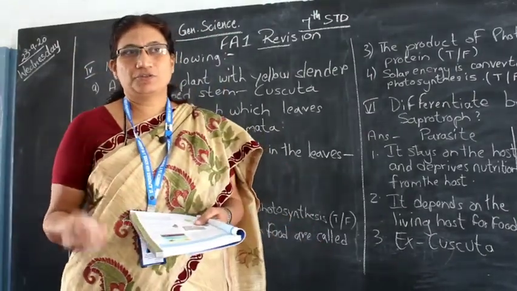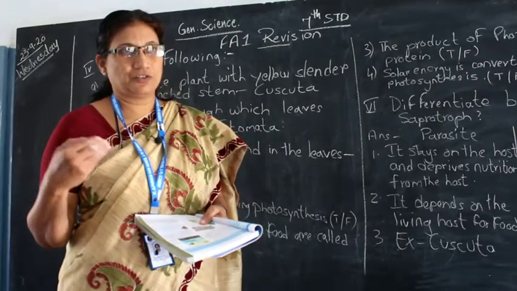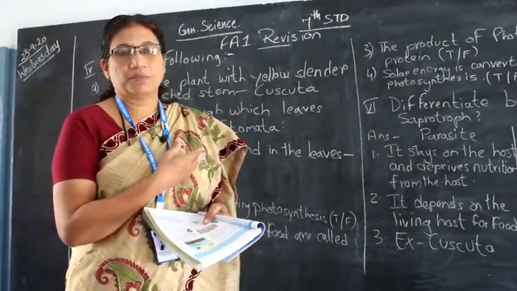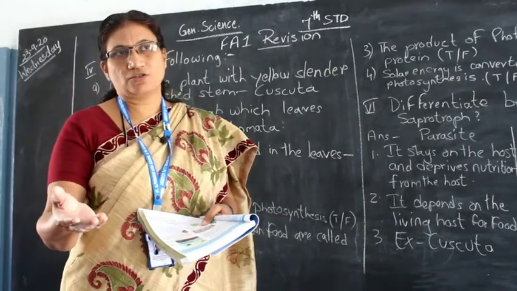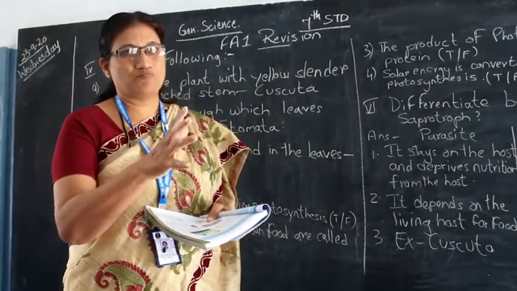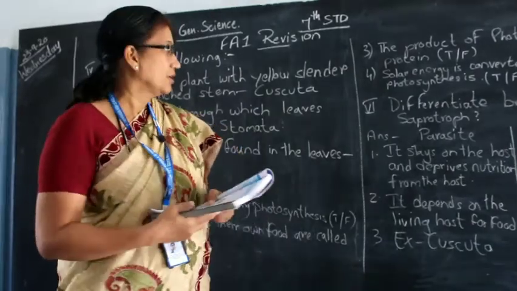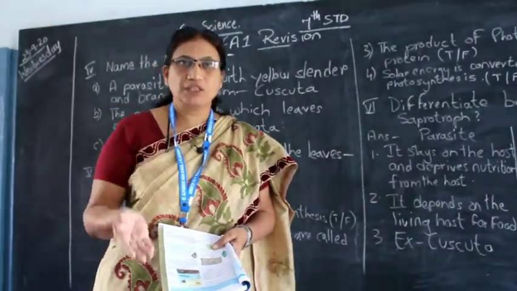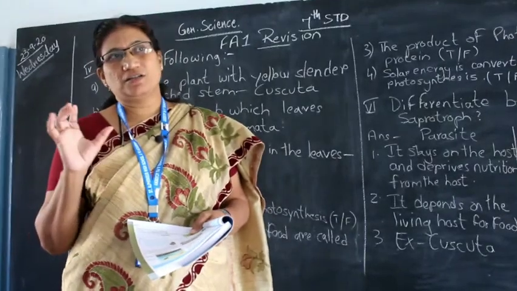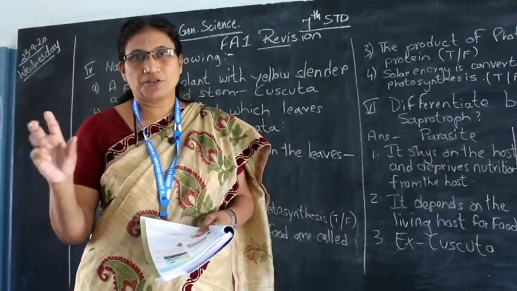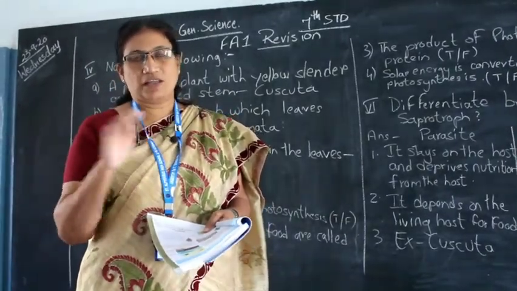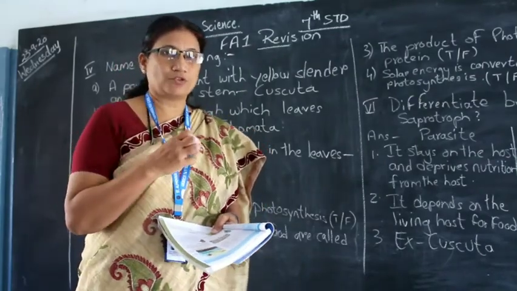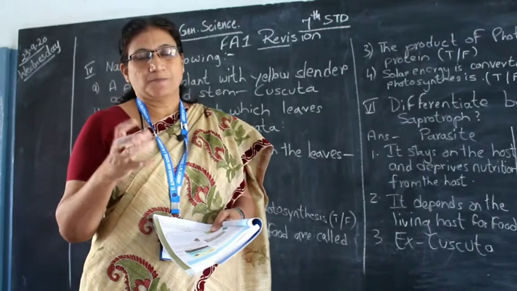Then I had given you the FA1 revision. I had given you three mains: the fill up the blanks, the match the following, and the major big question that was about photosynthesis. So today, going forward, I'll give a small summary on the lesson which is left after photosynthesis, or the different types of nutrition that plants take.